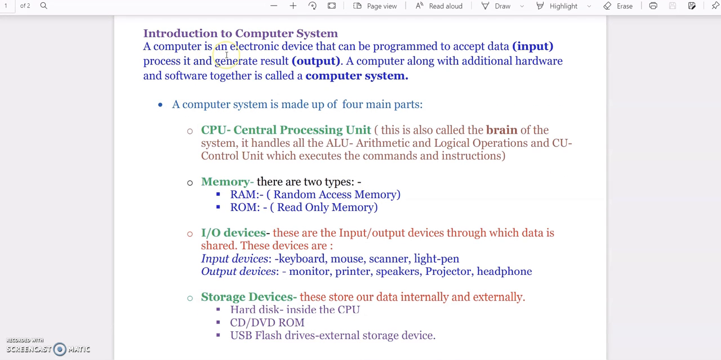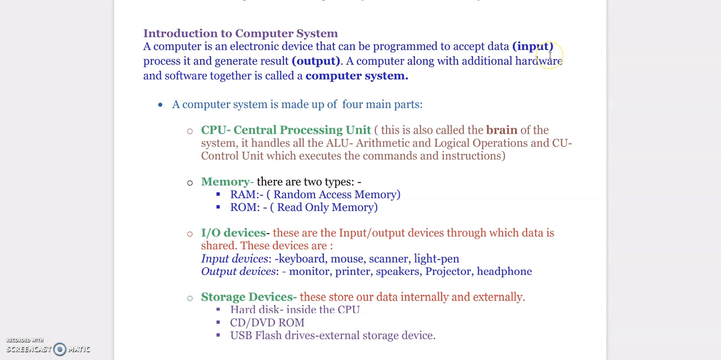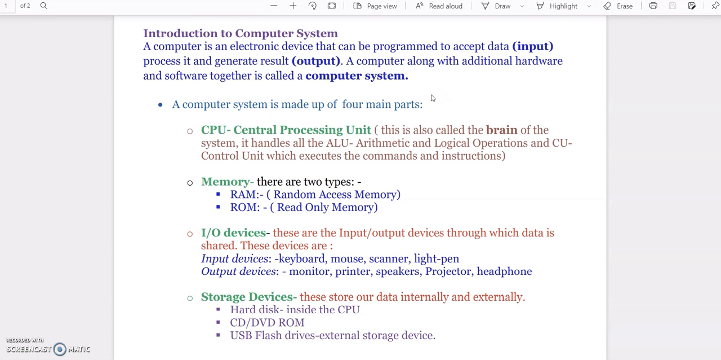Now, a computer system is an electronic device that can be programmed to accept data, which is called input, process it, and generate a result called output. A computer along with additional hardware and software together is called a computer system.